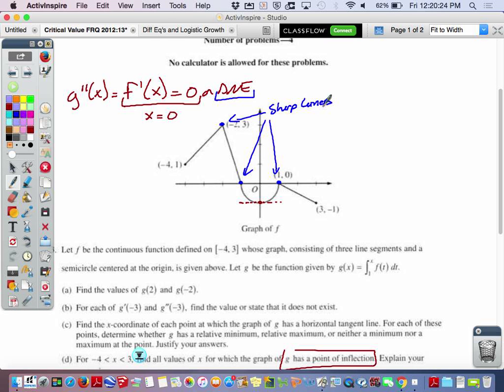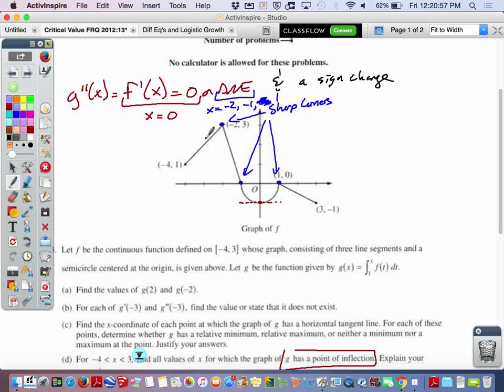So that means our potential points of inflection are at -2, -1, 0, and 1. Oops, 0 doesn't count here. -2, -1, 0, and 1 are potential. But this is not enough to say we have a point of inflection. We also need a sign change. We have a sign change at 3 of these.